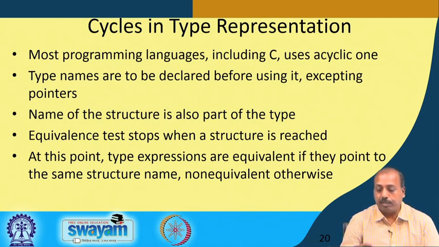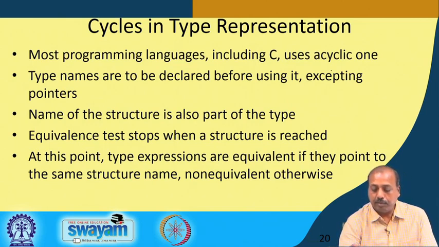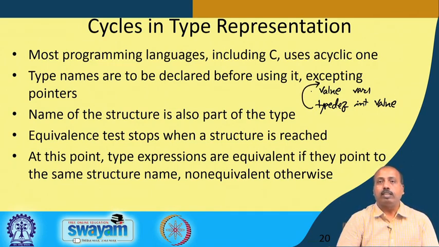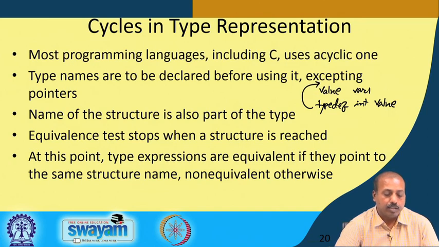You cannot have something like this, where you define a variable of type value, value variable 1, and sometime later you have the type definition for value, typedef int value. That cannot be the case. It has to be the other way. This one should come first, and then only the variable declarations can come. So, type names are to be declared before using them, excepting the pointers. Pointers you can do.